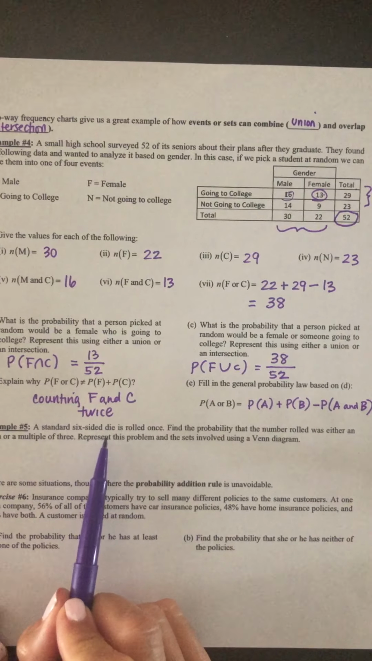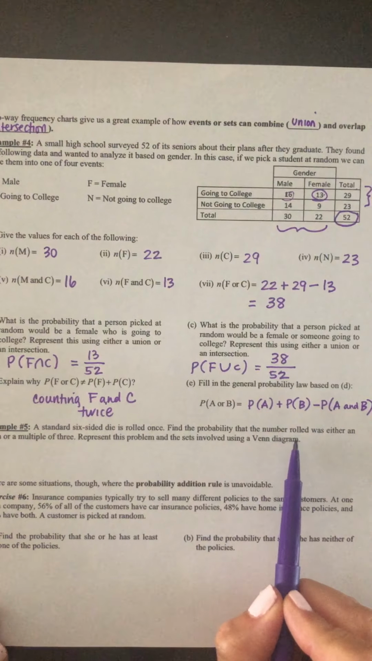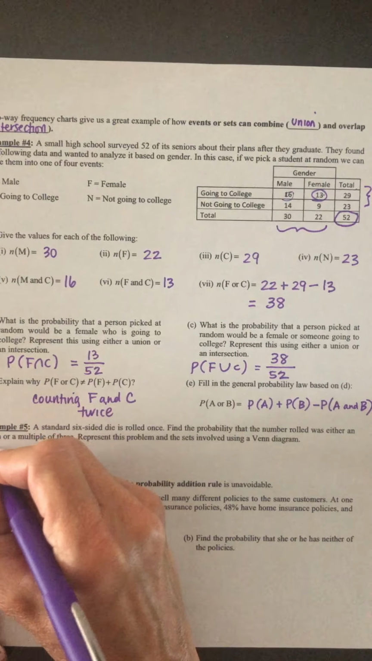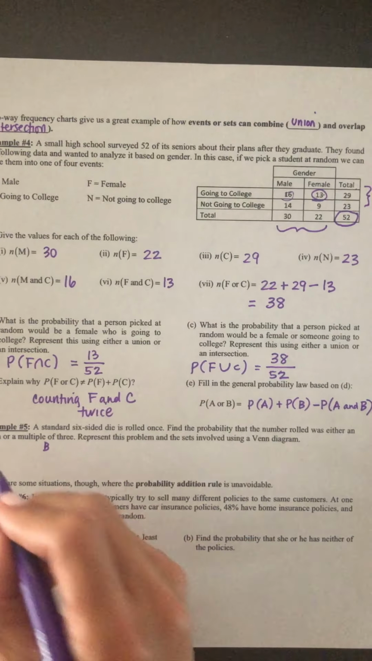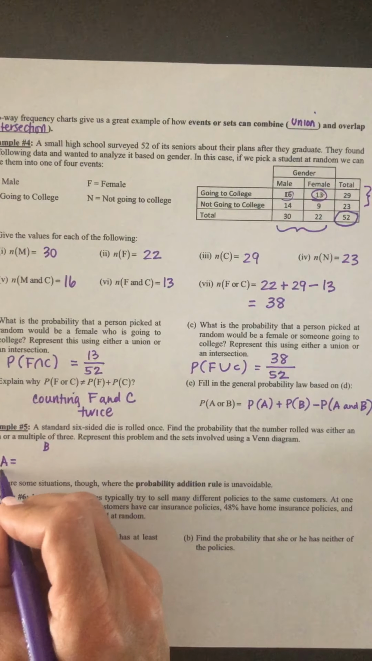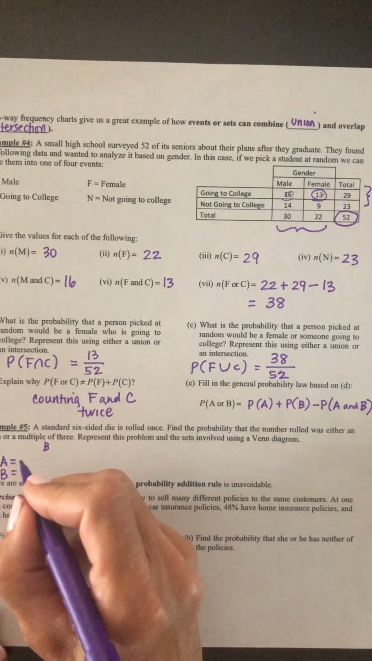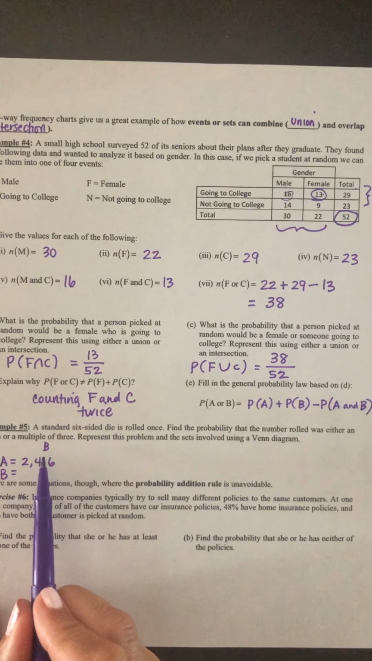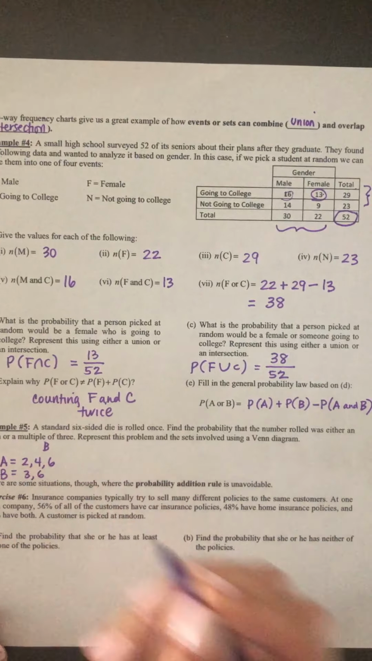We have a standard 6-sided die is rolled once. So obviously you can get a 1, a 2, a 3, a 4, a 5, or a 6. They want to find the probability that the number rolled was either an even or a multiple of 3. So we're going to call evens A, multiples of 3 B. The best thing you could do is list your elements in each. Your elements in A: you're rolling a die, you're looking to get an even. You can get a 2, you can get a 4, or you can get a 6. For set B, a multiple of 3, when you roll a die, you can get either a 3 or you can get a 6.